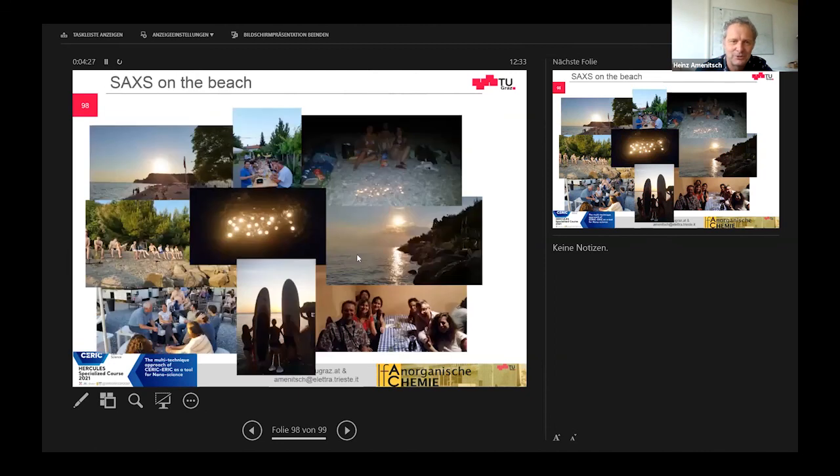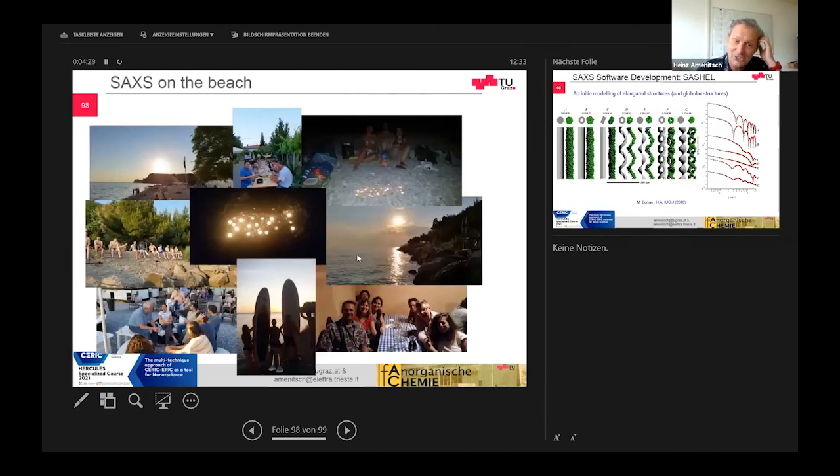And I want to conclude here with this picture, SAXS on the beach. And actually, this is also something related to you. These are pictures we take at a SAXS course in summer. And these are the opportunities you would have if you would do the HERCULES school in presence. You could enjoy some beach life here with stand-up paddling or swimming on the beach, or some night events we also do with the students.